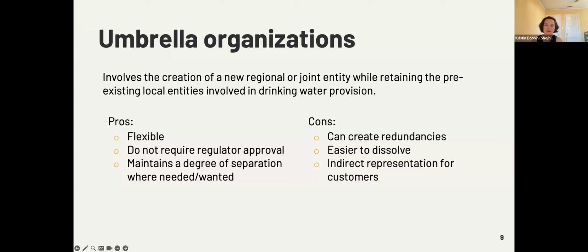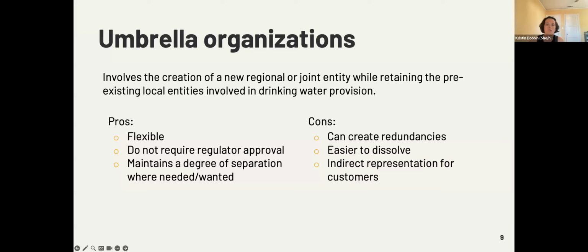But as Armando also pointed out, there are cons with umbrella organizations. They can create redundancies. Oftentimes we'll have a board meeting for the Joint Powers Authority, and board meetings for the individual systems. We might have staffing and administration at both those levels. They can be easier to dissolve. Again, this is based on how they're written, but they are often written so that someone can pull out. So their sustainability or future guarantee is maybe less than other forms.